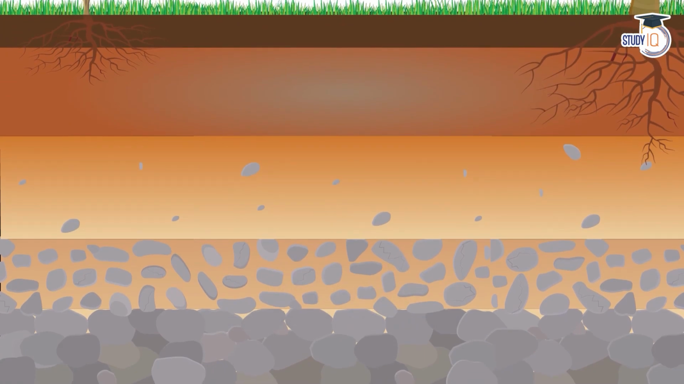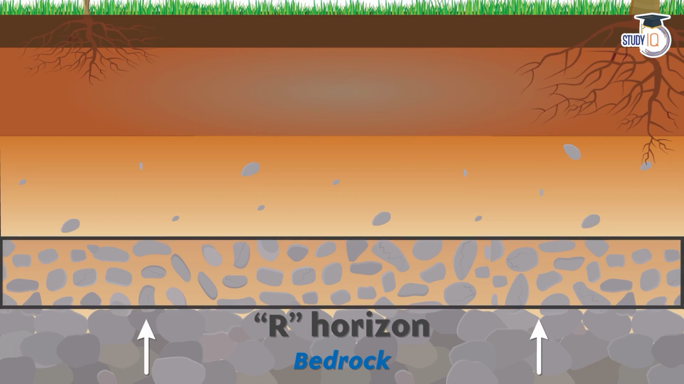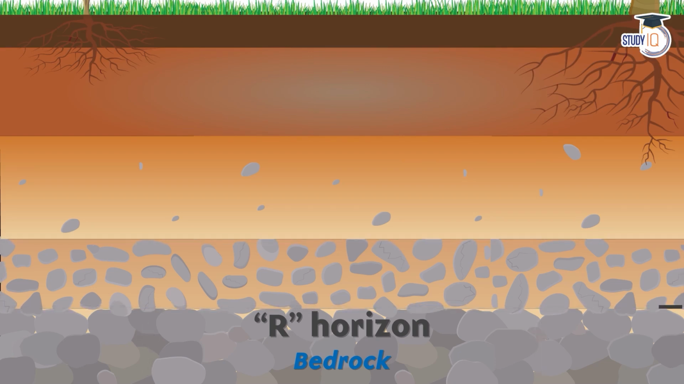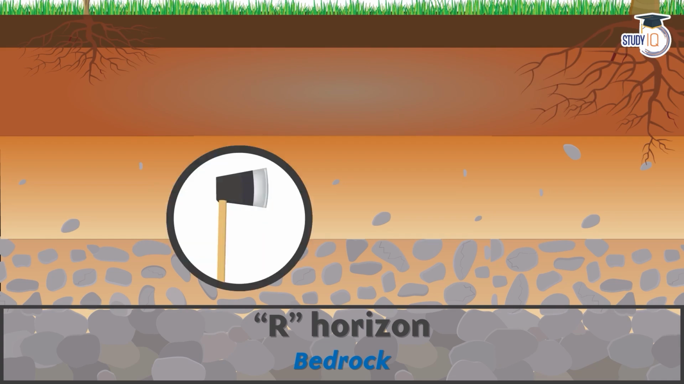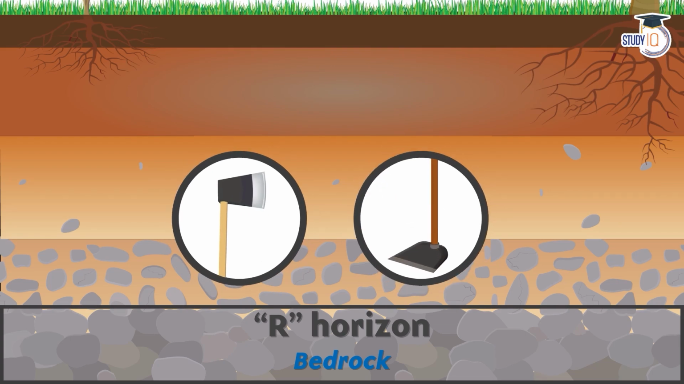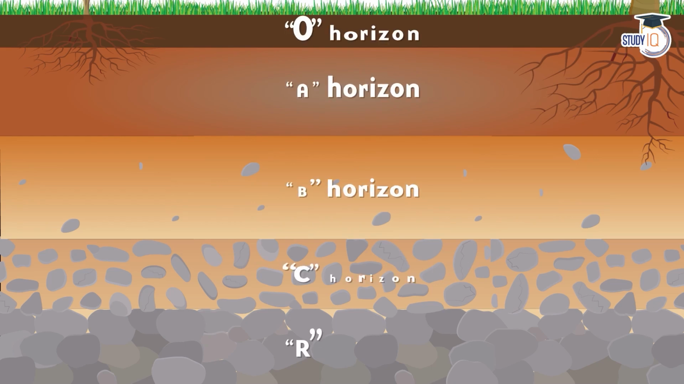The layer is called R horizon, which means the bedrock. The R horizon consists of only huge unweathered rocks. These, when cracked due to any reason, give rise to the formation of the layer above. This layer is very hard and is extremely difficult to dig through with the generally used digging instruments like the axe or a hoe. So, this was about the soil profile, the vertical section through which various soil layers can be seen.